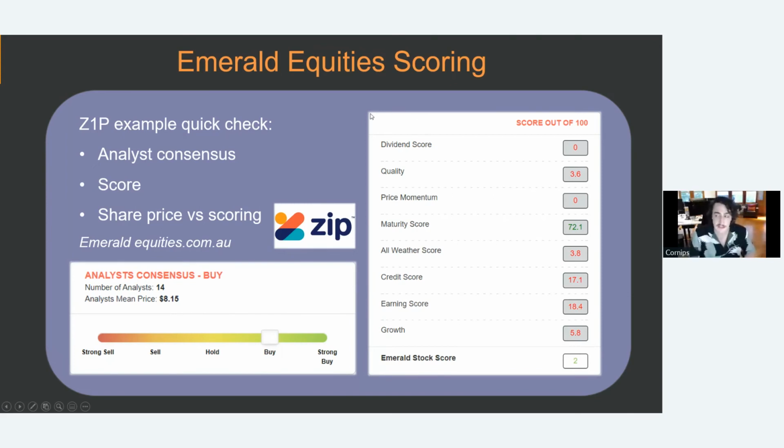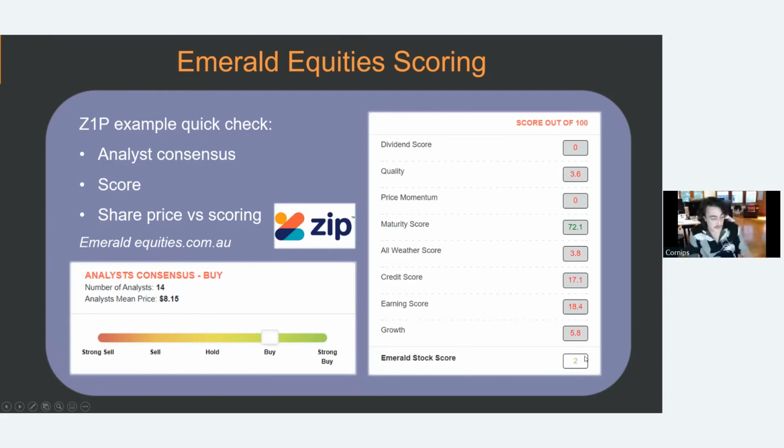And then you have our Emerald scoring, and I think this is so robust that this is where a lot of your faith should lie, right? It tells you the dividend score, which is obviously 0 because it doesn't pay a dividend. It's a growth stock. It tells you the quality of the stock, which is very small. It's got no price momentum because it's falling. It's a mature stock, so maturity-wise it's okay. And then you can see the other scores there. Is it an all-weather stock? No, it certainly isn't. It's got terrible credit, poor earnings, and right now poor growth. So the Emerald score is a measly 2 out of 100.